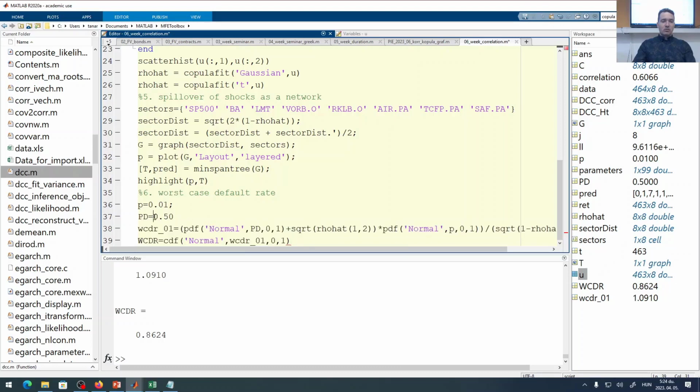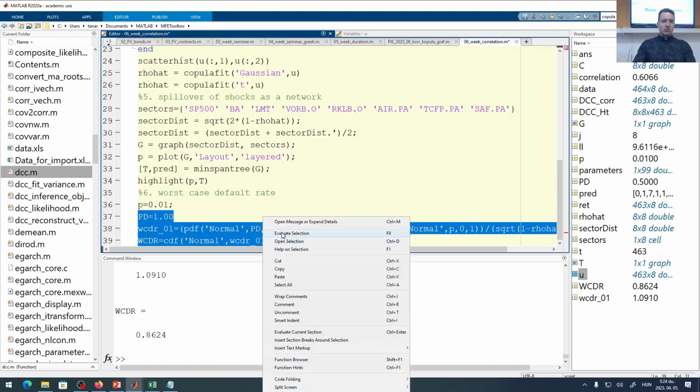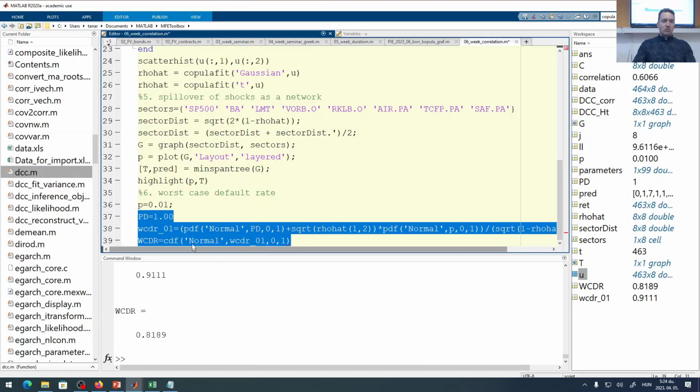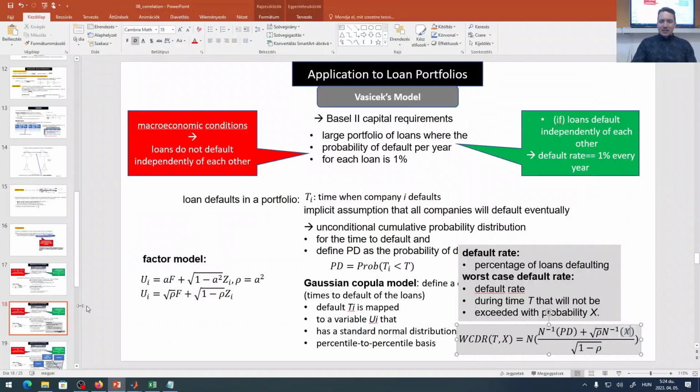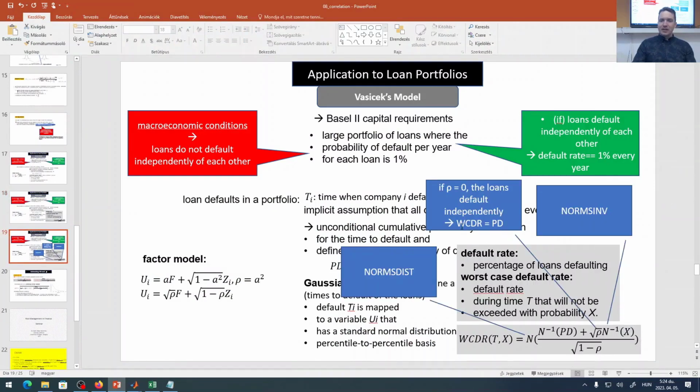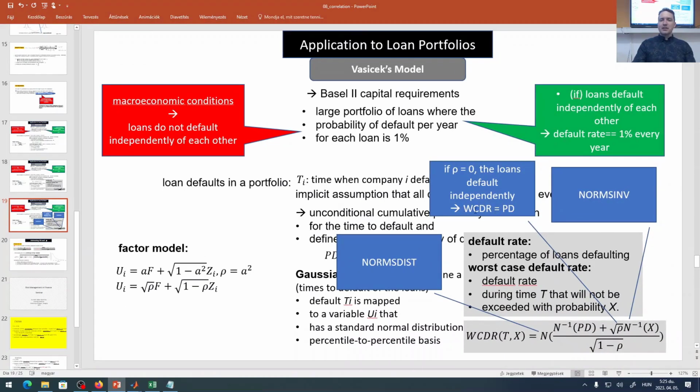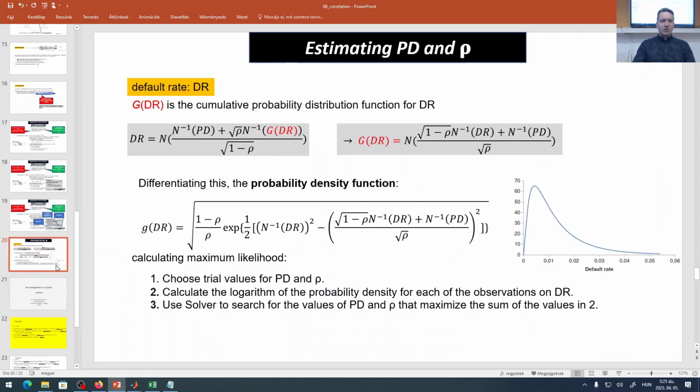Wow. Okay. Hopefully the equation is not wrong. And also there is some added information here. So if they are not correlated, then it means that the probability of default will be the same as the worst case scenario default. So practically this is the difference: are we focusing on the entire sector or just companies? It's a standalone variable. NORM.S.DIST. Yes.